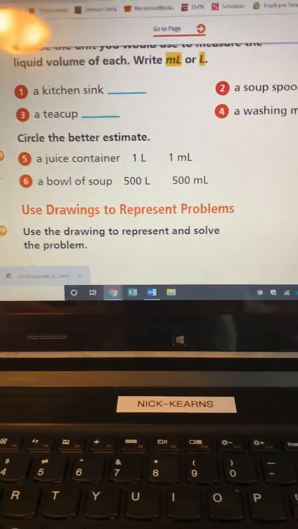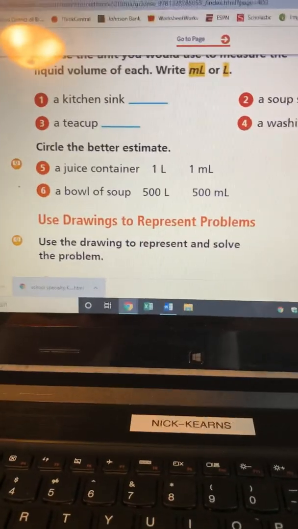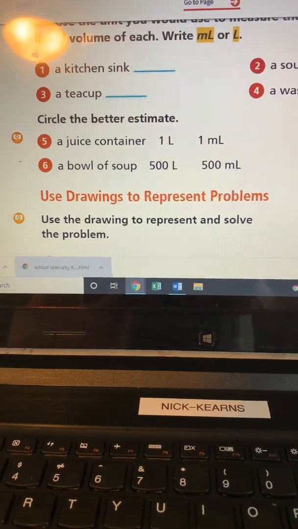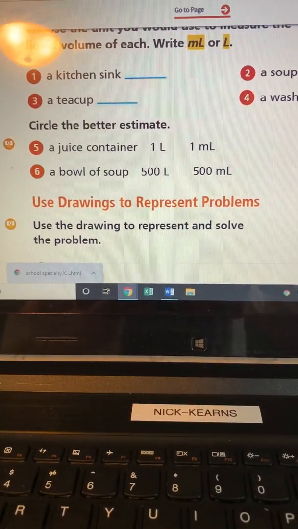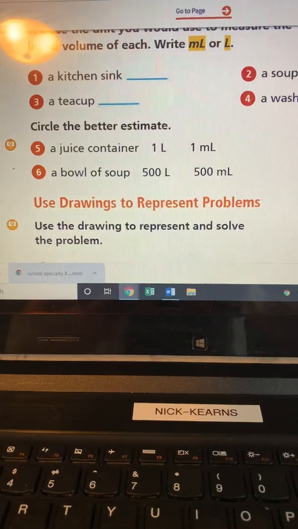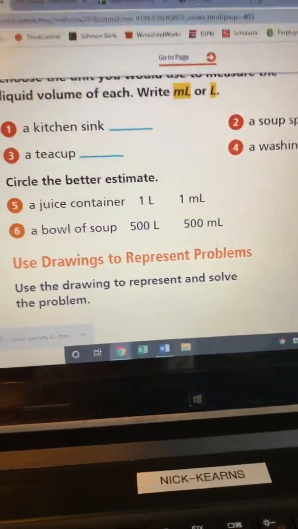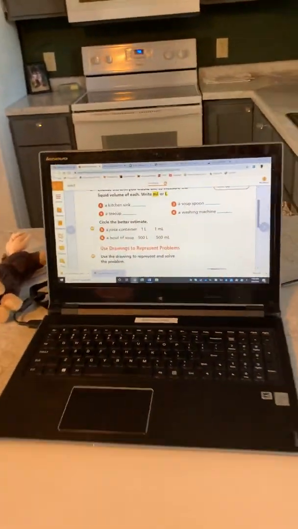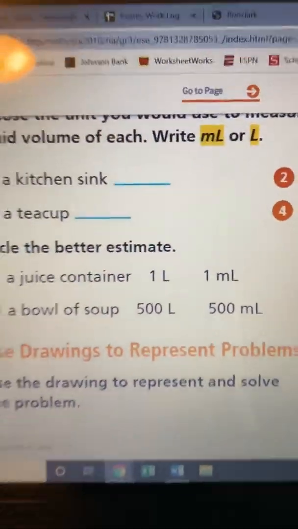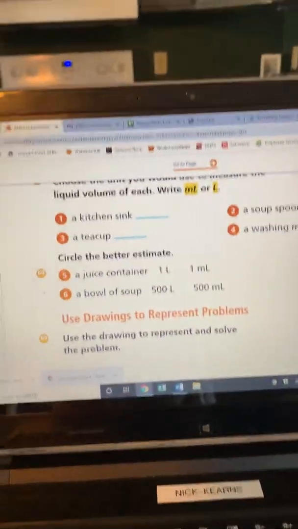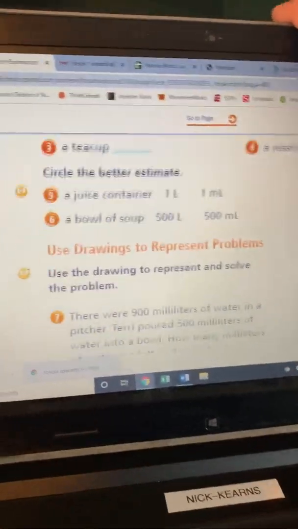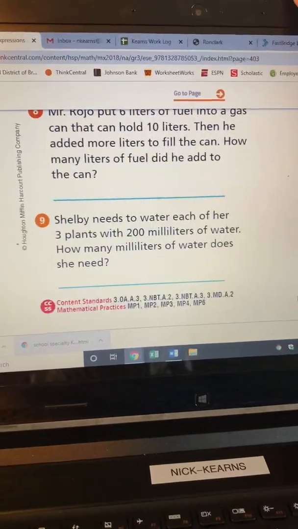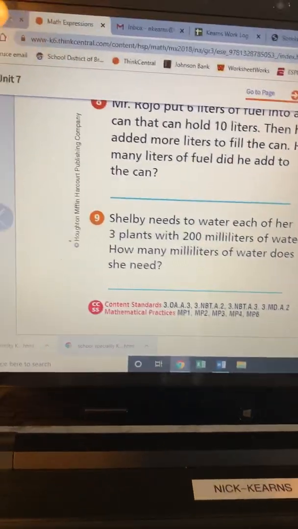Now we estimate. You guys know we do all kinds of estimating in math. Circle the better estimate. A juice container, would that be 1 liter or 1 milliliter? Now, if you guys drink 1 milliliter of juice, you'd be very disappointed. So it's definitely gonna be that liter one there. All right, let's keep going. I think you guys got these ones. Let's go to one of the harder ones here for this lesson.